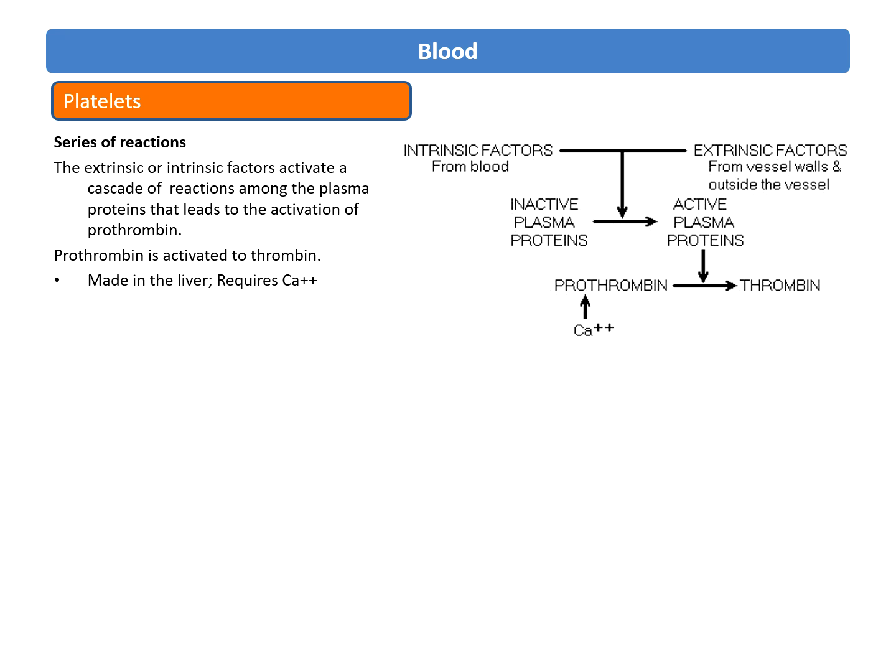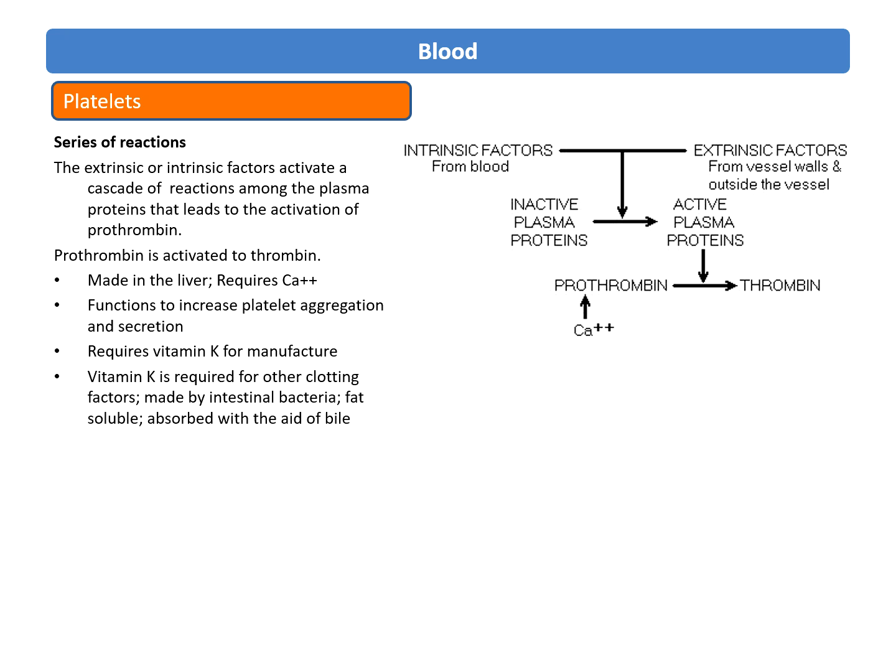Prothrombin is made in the liver. It requires calcium for its manufacture. It functions to increase platelet aggregation and secretion. It requires vitamin K for its manufacture. Vitamin K is required for other clotting factors. It's made by intestinal bacteria. It's fat-soluble, so it's absorbed with the aid of bile.